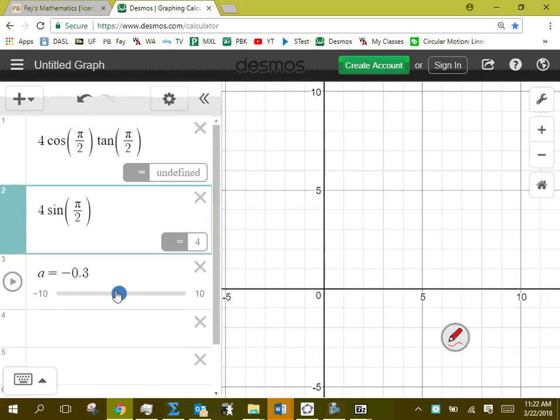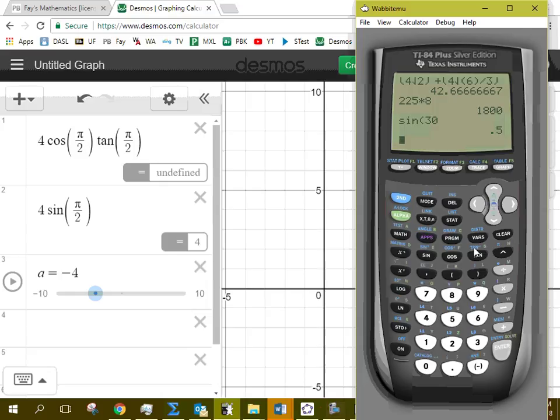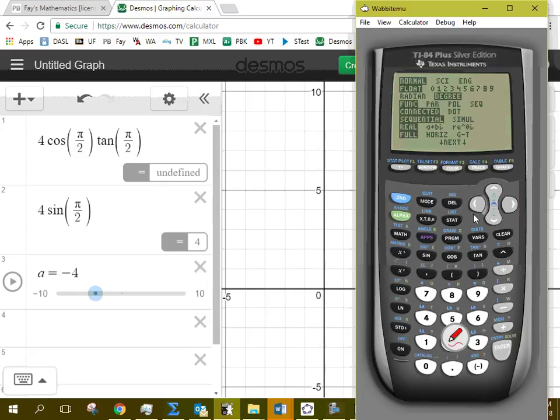Not as easy on the TI-84. We don't have these sliders that allow us to adjust and see all those relationships like we have on Desmos or GeoGebra. But on the TI-84, all you have to do is make sure I'm going to go into radian mode. You can be in degree mode.